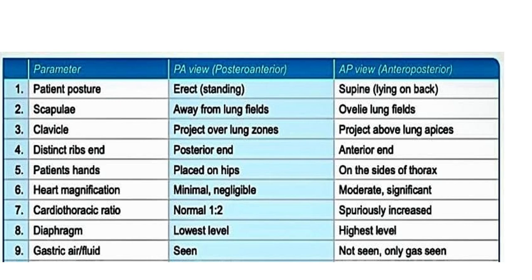So what are the differences between the PA and AP view? In PA, posture is erect, whereas in AP, supine. Scapula are away from lung fields, whereas overlie lung field in AP view. Clavicles are projected over lung zones, and in AP view project above the lung apices, whereas the posterior ribs are distinct in PA view, whereas anterior ribs are prominent in AP view.